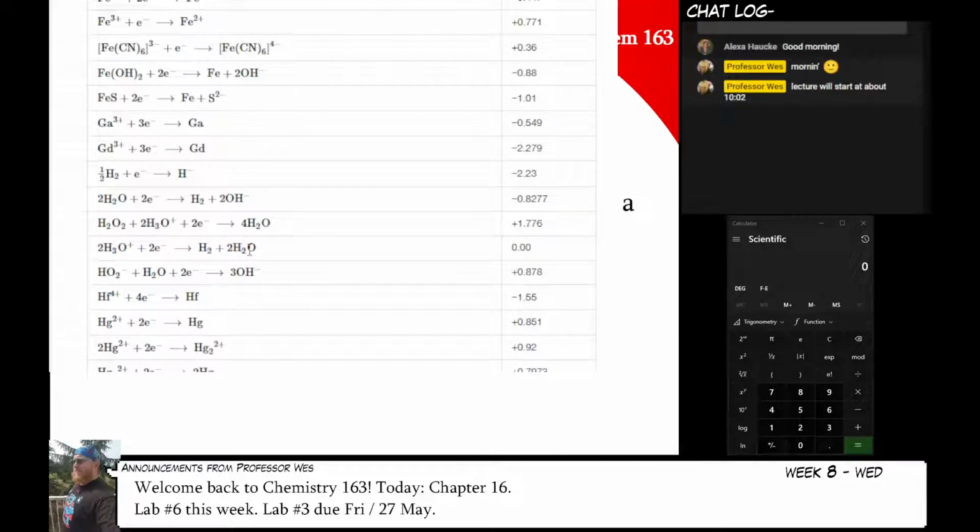We're going to look at this particular reaction in just a second here. But you'll notice that its voltage is exactly 0. And there's a reason for that. It's because we chose that.